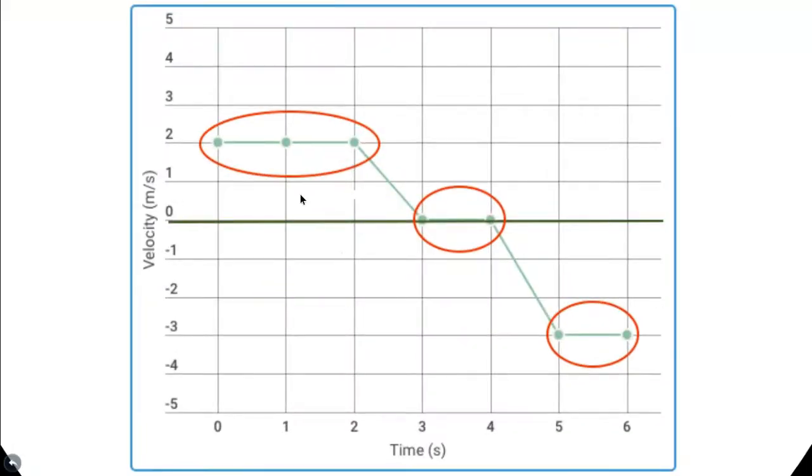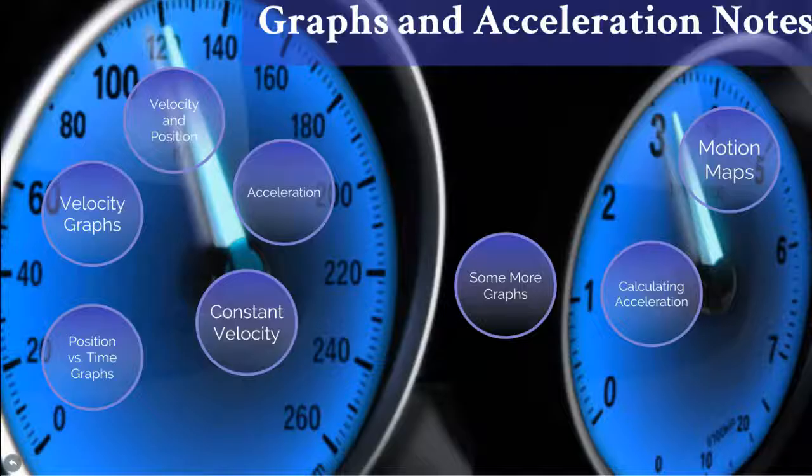And then here, that would be a constant velocity because it goes 2 meters per second. It still goes 2 meters per second. It still goes 2 meters per second. And then it changes. Then it changes again. So anytime that you have a flat line on a velocity time graph, that's constant velocity.